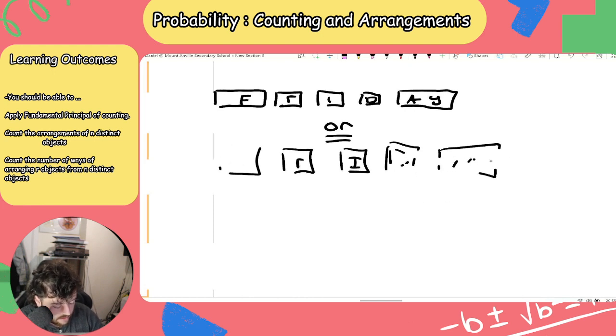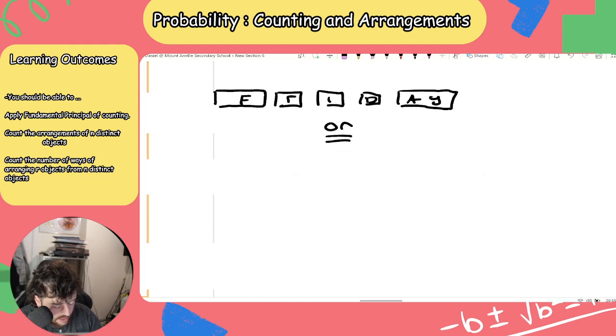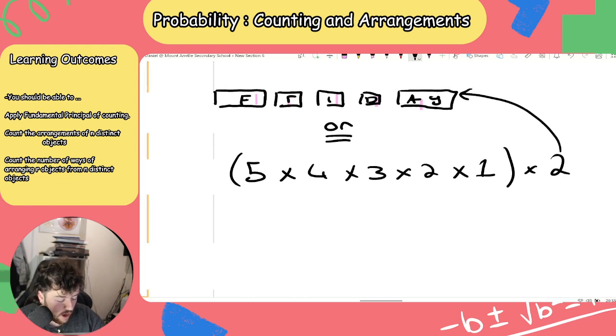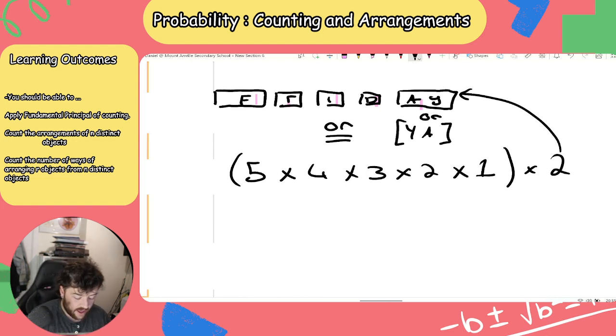I have 5 options there because I have 5 blocks: 1, 2, 3, 4, 5. I have 5 blocks that A and Y need to be together. So I have 5 options for the first one, then 4 times 3 times 2 times 1. And then finally, I multiply all of that by 2. This 2 corresponds to this last block here because I could have YA. That's why I'm multiplying by 2, because I have AY or YA.